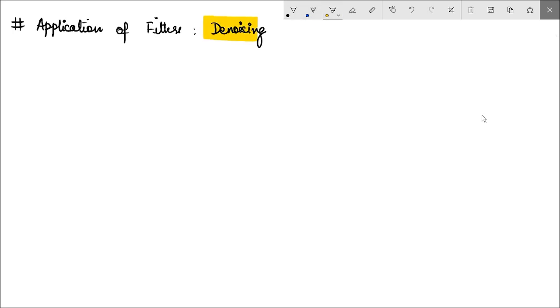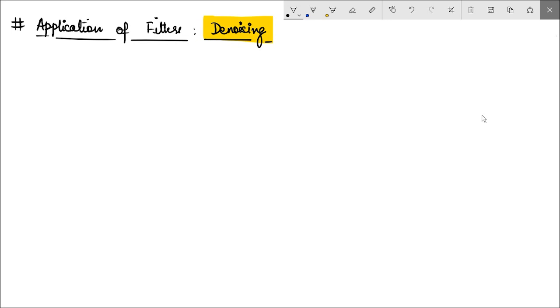Hello, everyone. An interesting question was asked in the last discussion session on what is the significance of passband of a filter. Let us try to understand it through an example. So, I'm looking at application of filters. One of the major, most useful applications of filters is denoising. Denoising, as the name suggests, means removal of noise from a signal or suppression of noise in a given signal.